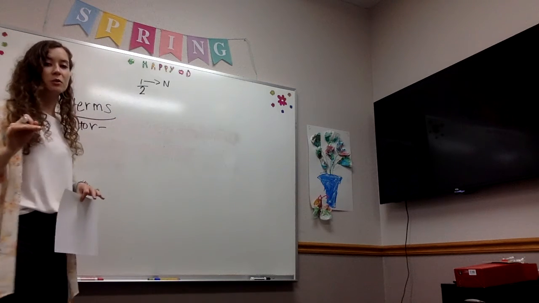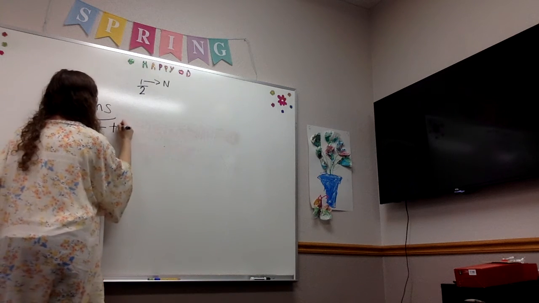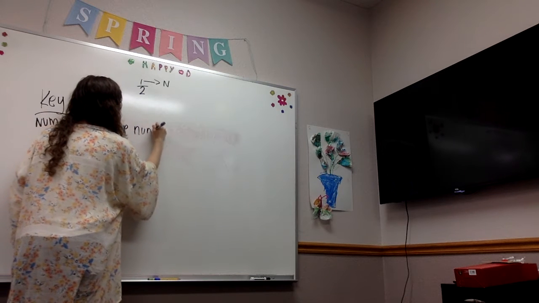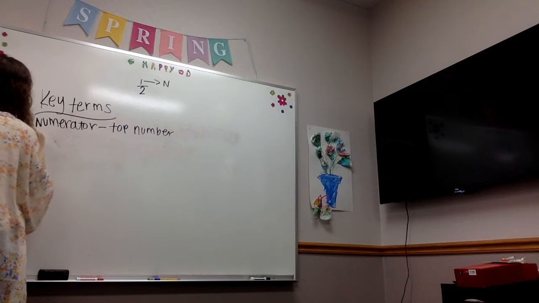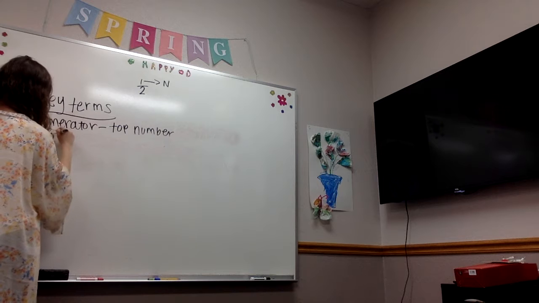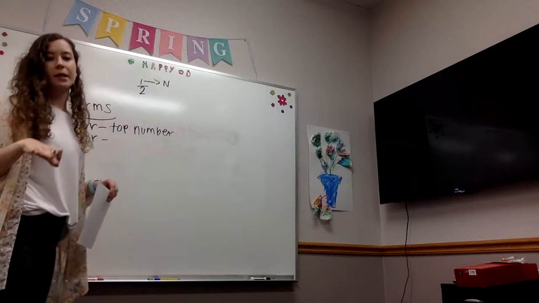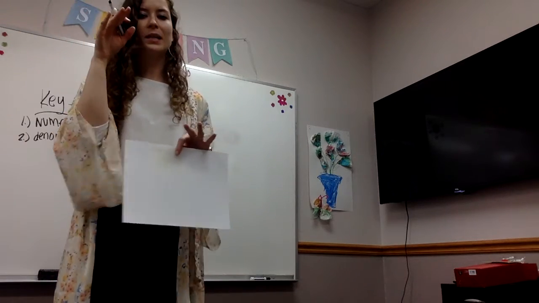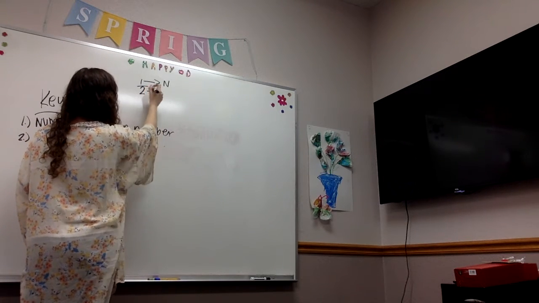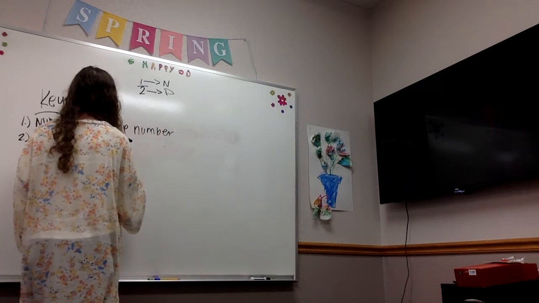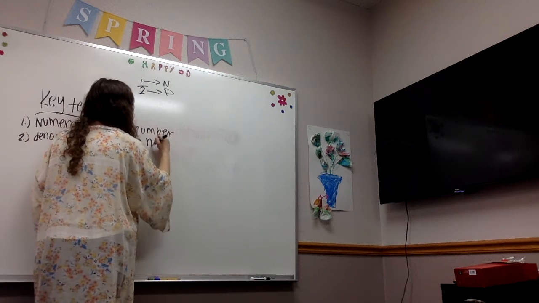So I'd like everybody to get out a sheet of paper and write these key terms down with me, okay? So numerator, we're going to write as top number. What about the denominator? Would that be the top? I don't think so. Would it be the bottom number? I think so. So in 1/2, 2 would be the denominator. So we're going to write denominator is the bottom number.